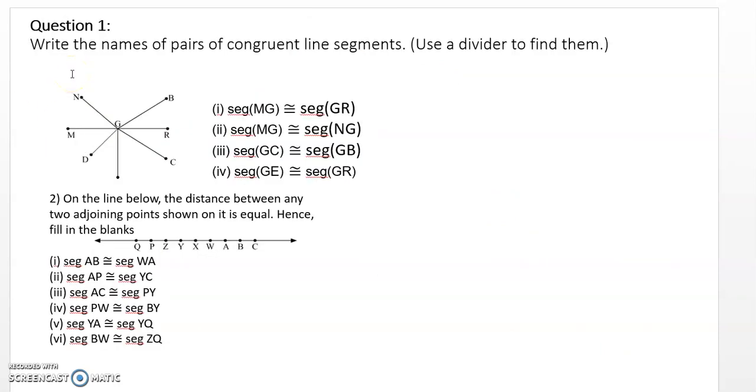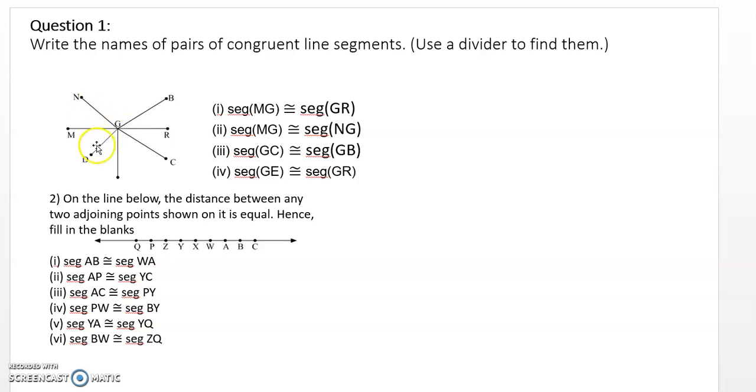Now here, this question is related to Set 6. Whatever the answer on the slide, you can copy down in your notebook. It is written: write the names of the pairs of congruent line segments. You know what a divider is. With the help of the divider, you will find it out. Now here MG is given. MG is congruent to GR. So that is the first one. But MG is congruent to NG also. With the divider we will come to know. So those are the answers.